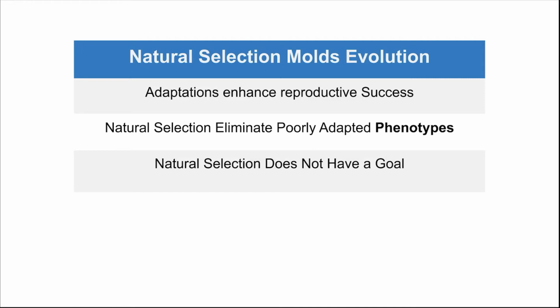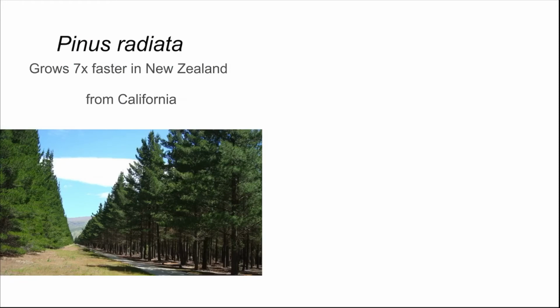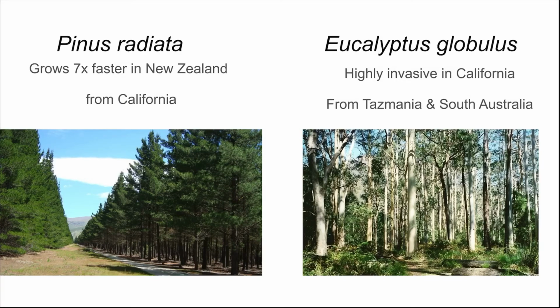What do I mean by that? This is Pinus radiata, a pine tree from California. Pinus radiata grows 7 times faster in New Zealand than it does in California. Similarly, Eucalyptus globulus is highly invasive in California. It's from Tasmania and South Australia.